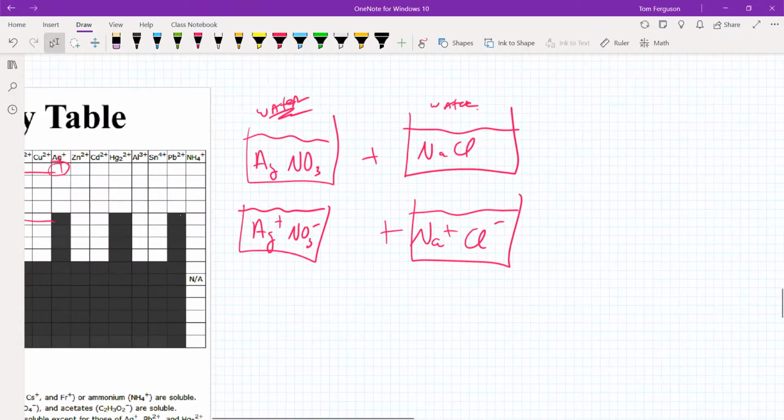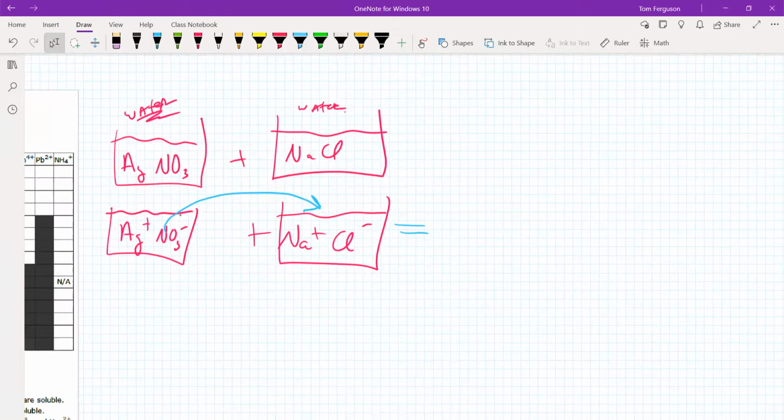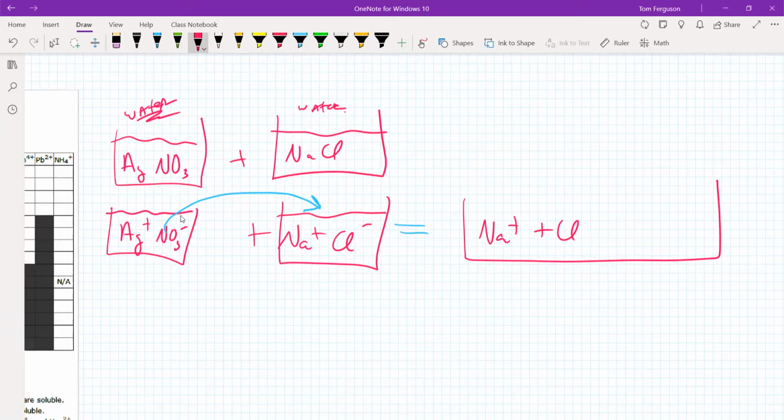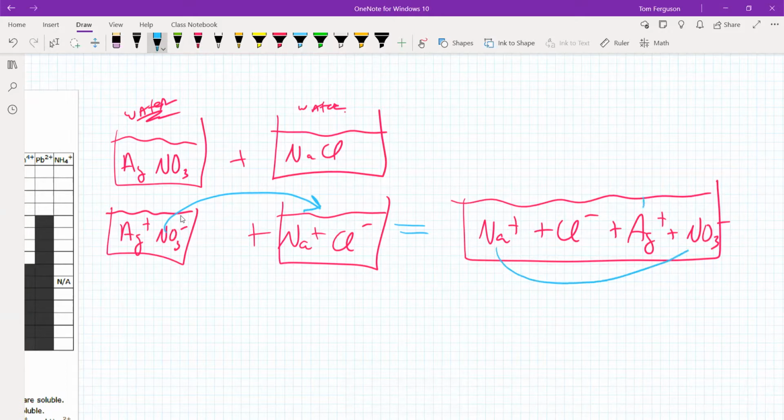Okay, what happens when we dump this into that? Now we have a mixture of 4 ions. We have sodium and chloride and silver and nitrate. So we have 2 new combinations that weren't available before. The new combinations are sodium and nitrate and silver and chloride. So we have to consider those new combinations.